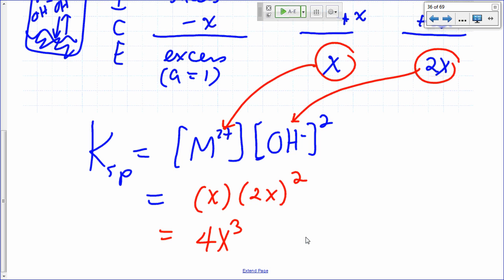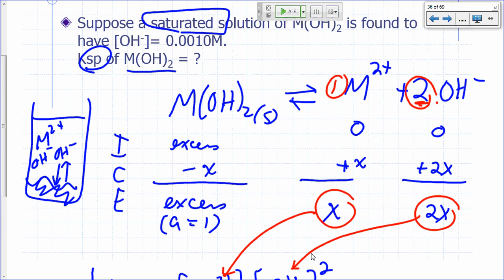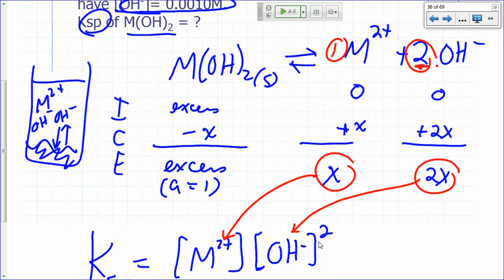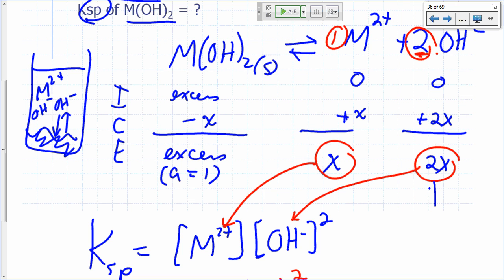Do I know X though? What information do I have here? You're told that hydroxide at equilibrium is 0.0010. So this is your hydroxide, right? This is 0.0010. So what is X?